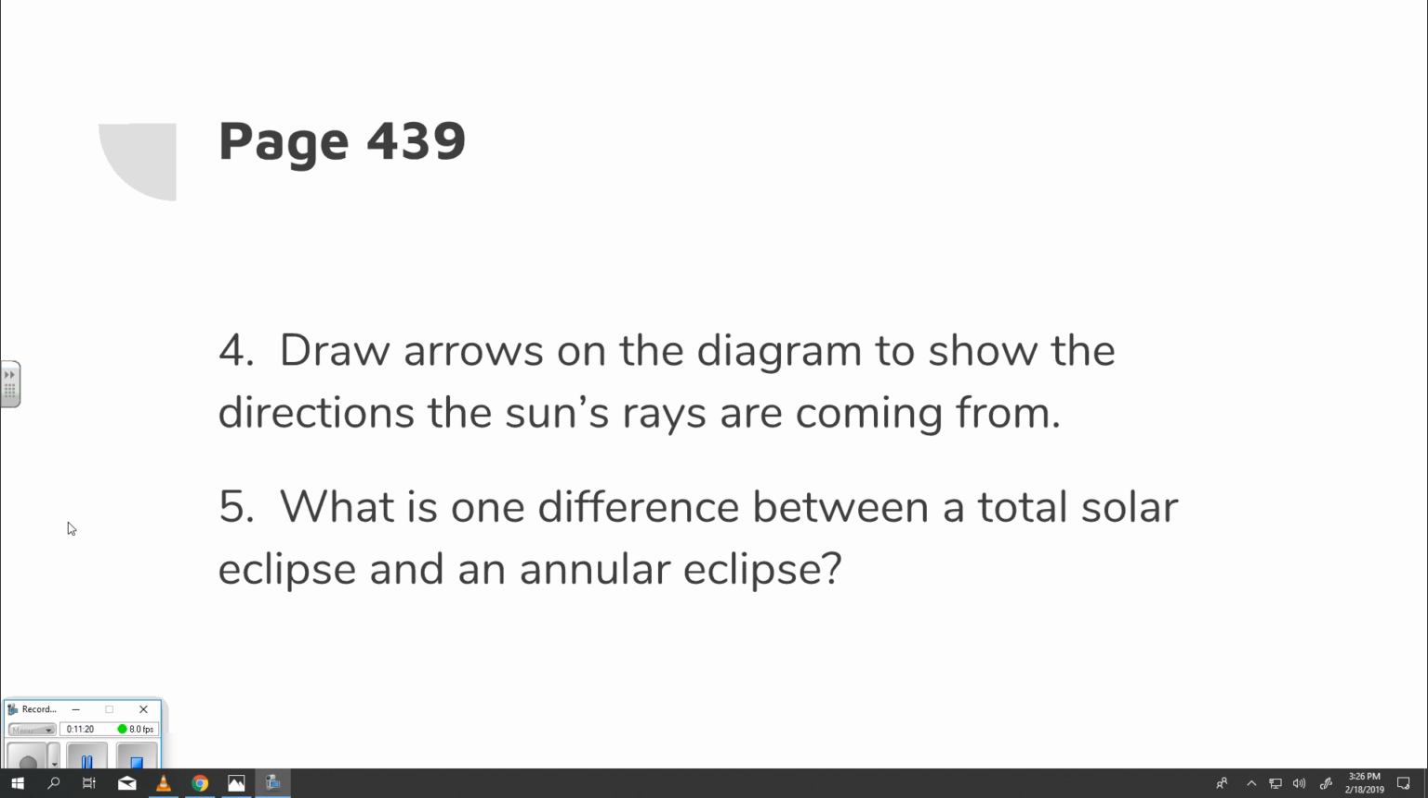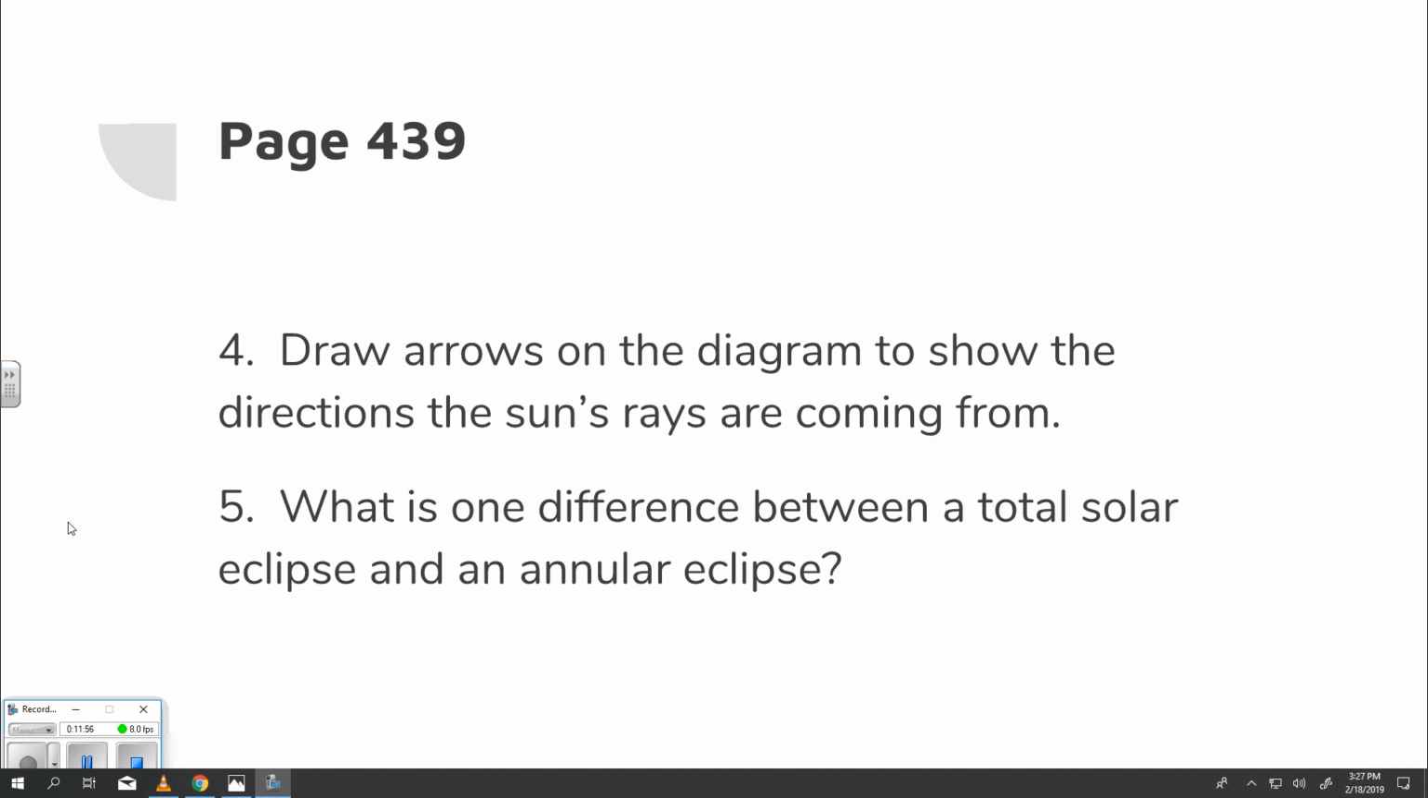Annular eclipses. If the moon is at or near apogee when it moves between the Earth and the sun, the moon's umbra does not reach Earth. When the umbra does not reach Earth, a ring-shaped eclipse occurs. This type of eclipse is called an annular eclipse. Annulus is the Latin word for ring.